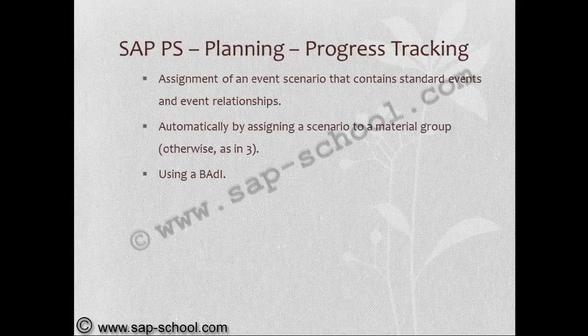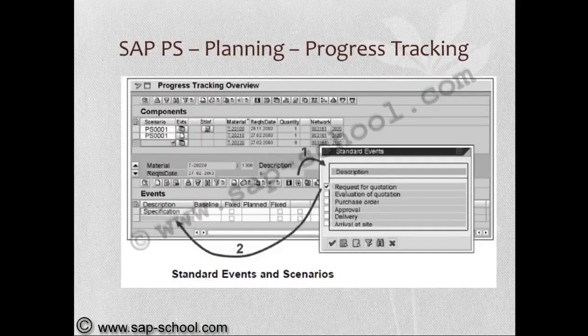Assignment of an event scenario that contains standard events and relationships. Automatically, by assigning a scenario to a material group. So here we can see how the standard events and scenarios are being assigned. So for the purchase order: request for quotation, evaluation of quotation, purchase order, approval, delivery. These are some standard events we considered, for example.